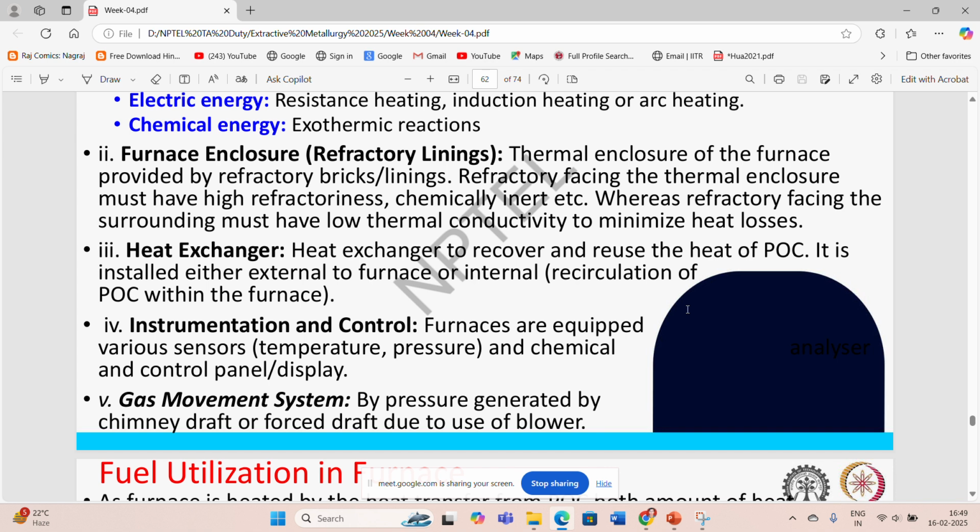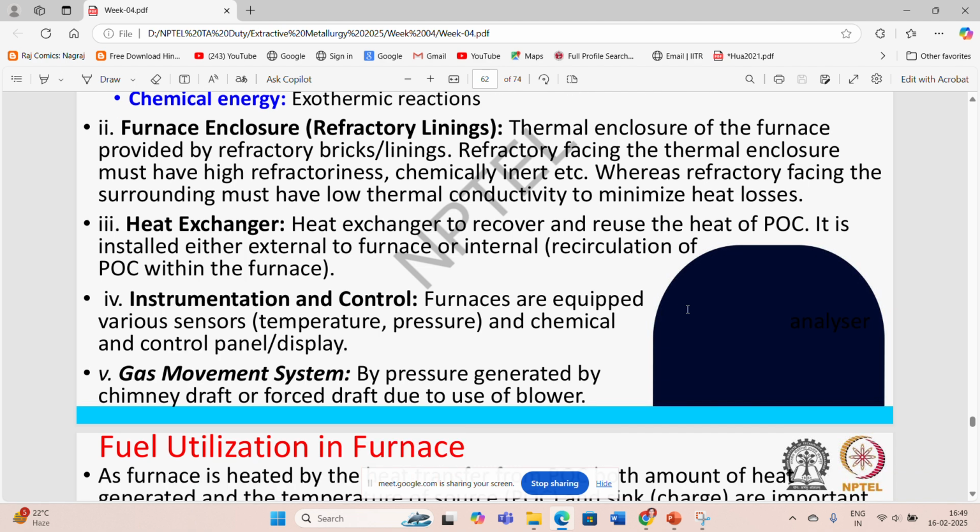Now, instrumentation and control are there. Furnaces are equipped with various sensors and chemical and control panel displays. Then a gas movement system should be there, with pressure generated by chimney draft or forced draft due to the use of a blower. Then fuel utilization in the furnace.